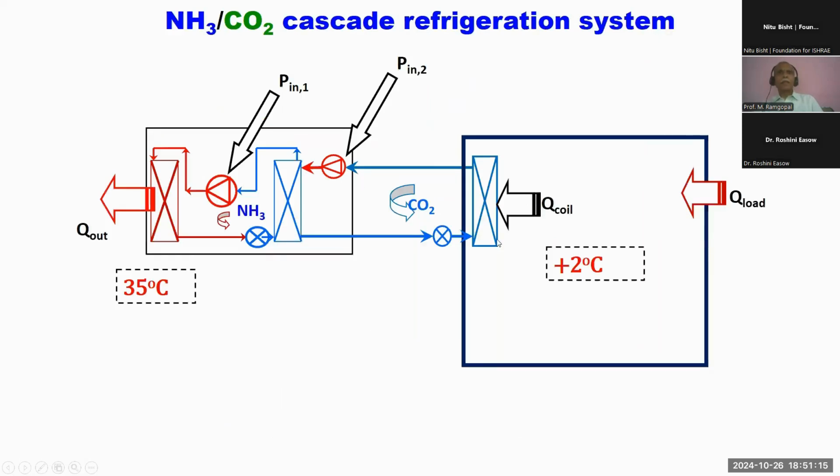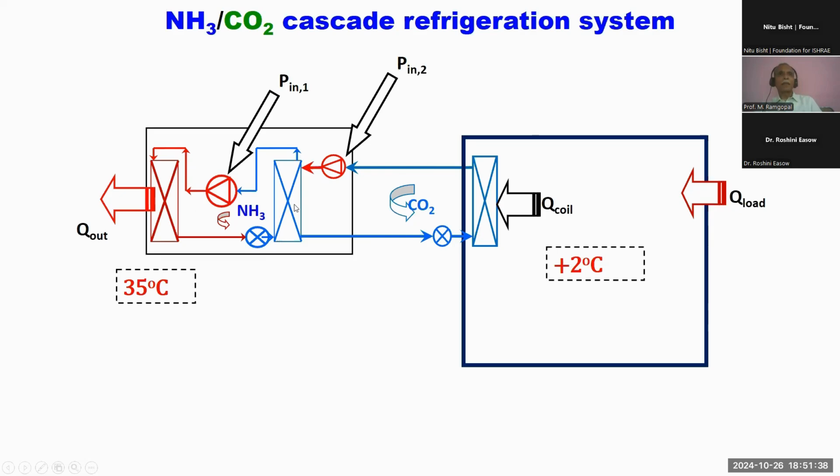So this is the cascade system. In the cascade system, what we are doing is we are hybridizing a carbon dioxide based vapor compression system with an ammonia based vapor compression system using a cascade condenser. You can see that this is a cascade condenser. In a cascade condenser, carbon dioxide vapor condenses and ammonia liquid boils. Okay, so you have simultaneous condensation and boiling happening in the cascade condenser.